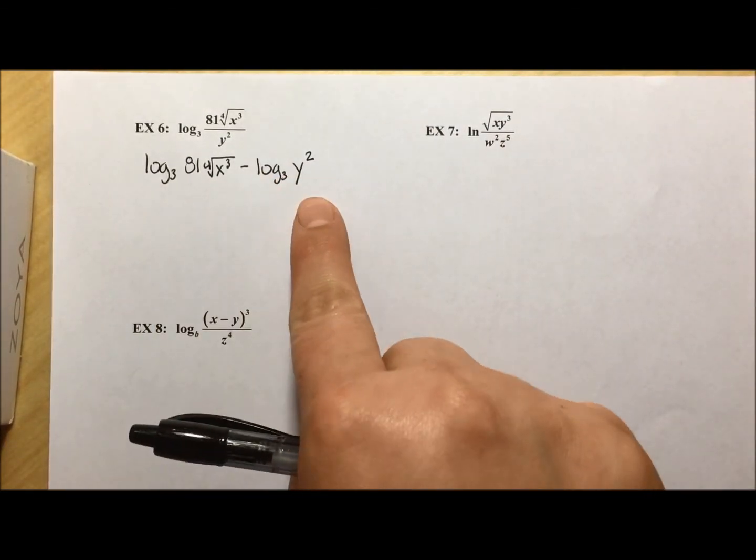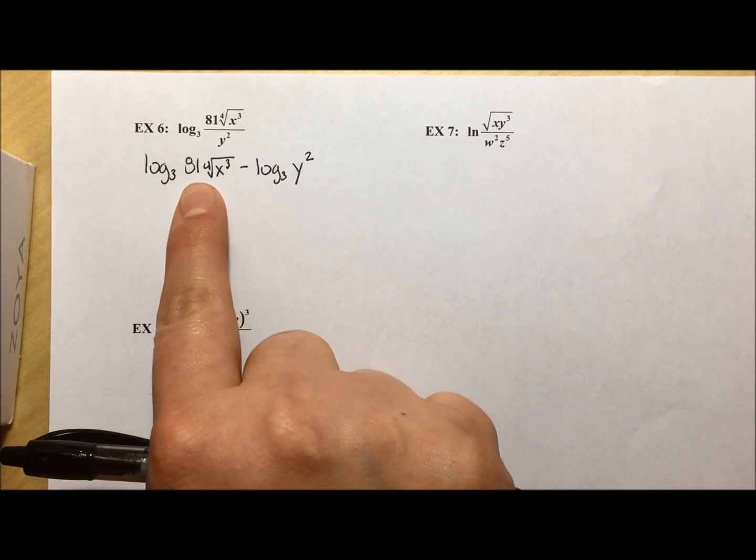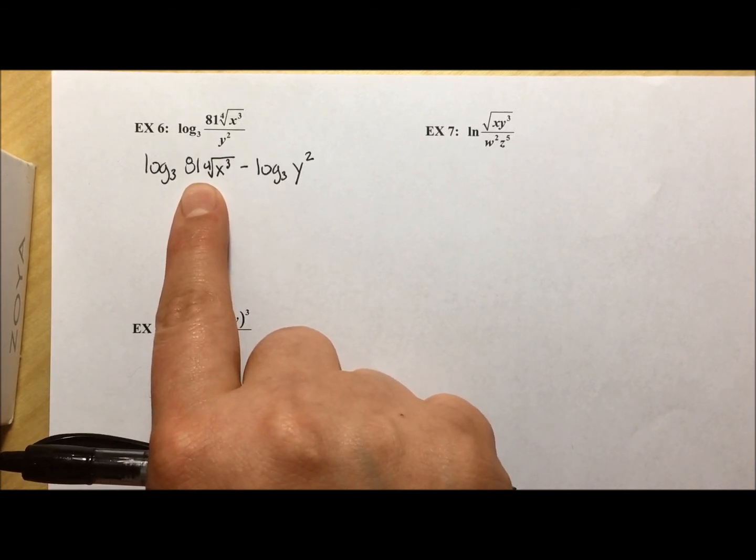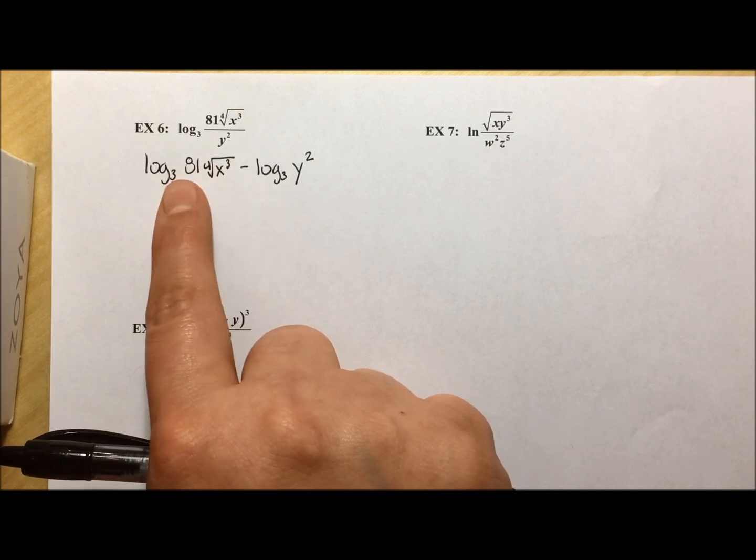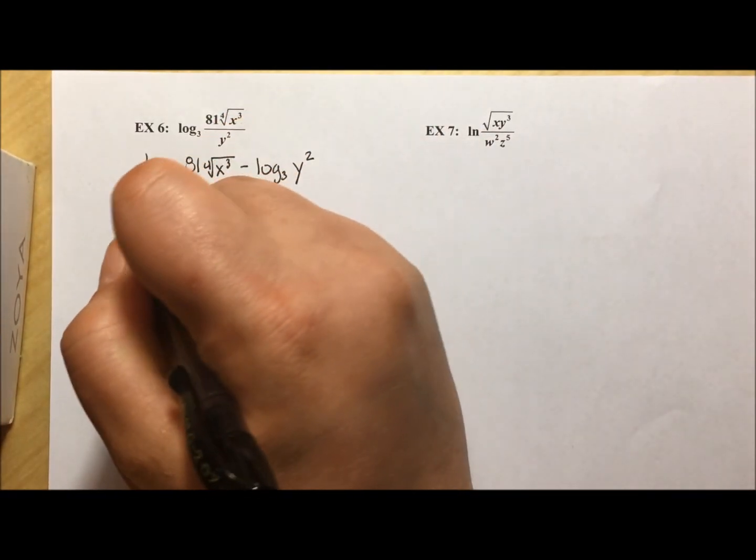Then each of these logs can be broken apart again. Over here, now the major operation that's affecting all the terms on the input is the product. So we're going to split this into an 81 and the x.